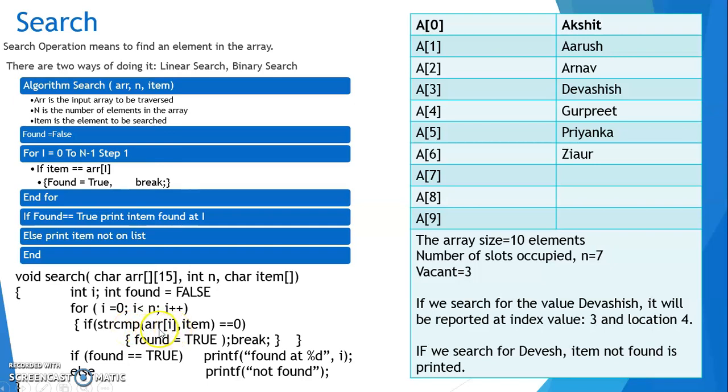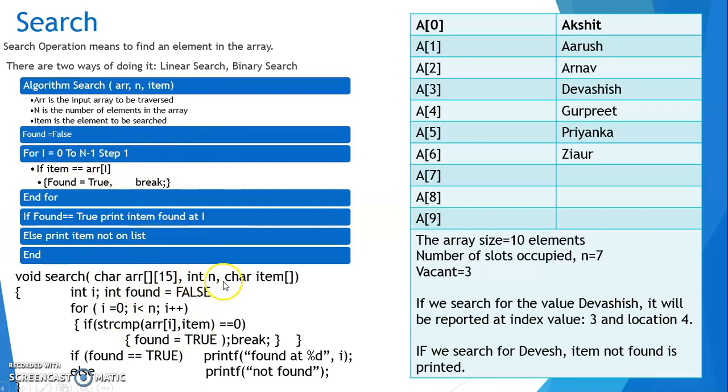We will compare the element in the array with the item we are looking for. If string compare returns 0, that means both the items are the same. In that case, we will set the value of found to true and break out of the loop. Otherwise, we will continue in the loop.